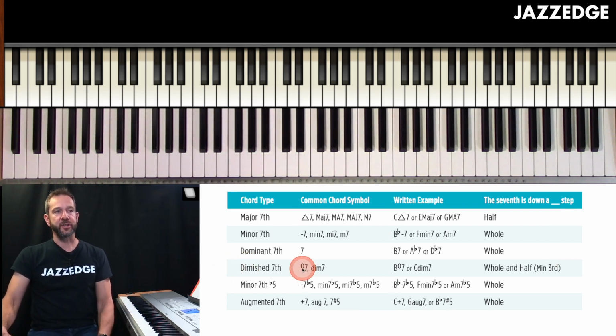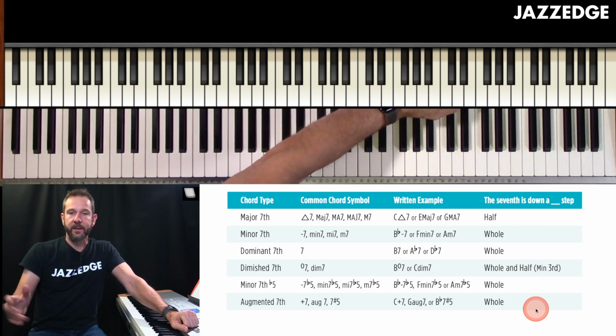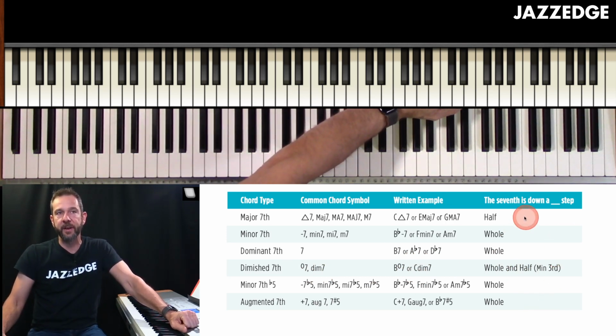Diminished 7th, the circle with the 7 or DIM 7, and here are some written examples. And again, I haven't mentioned this, but this is kind of duplicated from yesterday, right? The 7th is down how far. So this is just another way that helps you to be able to see those as chord shells, right? Minor 7 flat 5, here's your chord symbols. Minus sign 7, flat 5, min 7 flat 5, okay? And then finally augmented, right?